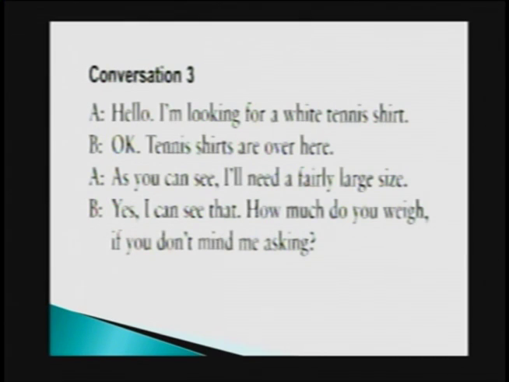Well, in this conversation, the person is looking for a garment, a piece of clothing. And I'm sure you know that this would happen in a shop.